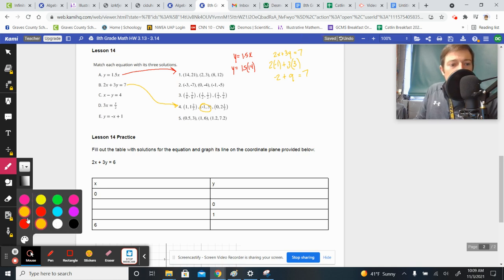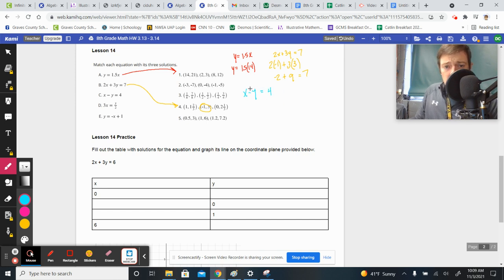All right, let's do another one in a different color. Let's go to blue. So x minus y is 4. We need numbers that are 4 apart from each other, where the first one's bigger and the second one's smaller. You see? -3 and 7, 0 and 4, 1 and 5. They're all 4 apart. It can be fractional like that. These aren't 4 apart. 1 and 6 are 5 apart. So it's got to be number 2.